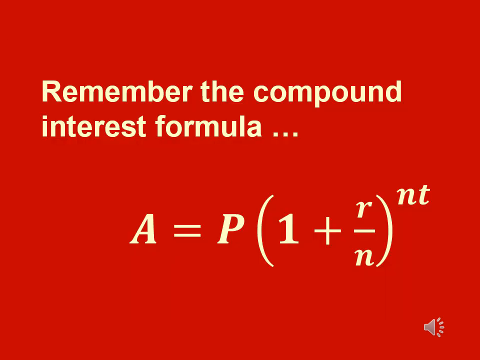You should also remember the compound interest formula, A equals P times 1 plus r over n to the nt power. Remember, P was the principal, how much money you start with. A was the accumulated amount you're going to have after a period of time. r is the rate of interest, which you always put as a decimal. t was the number of years, and n was the number of times it's compounded per year.